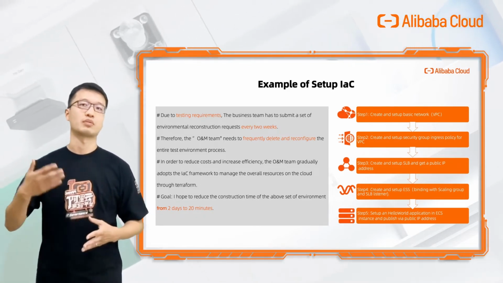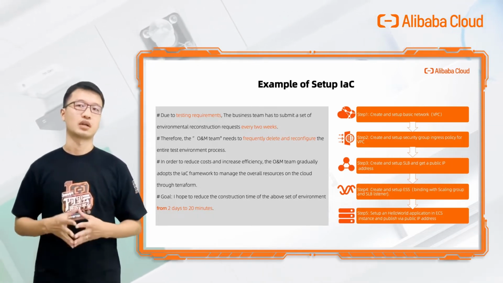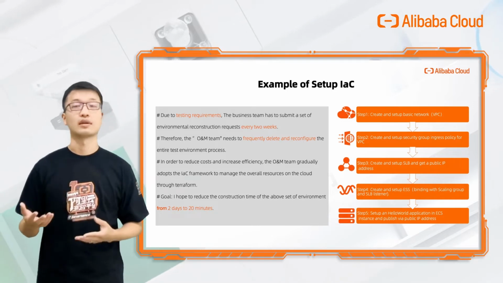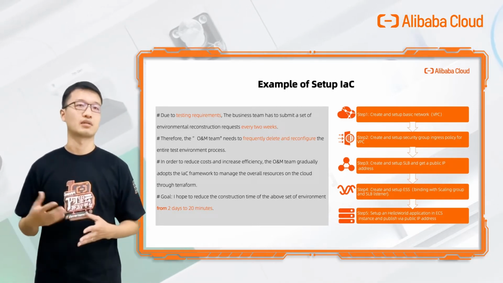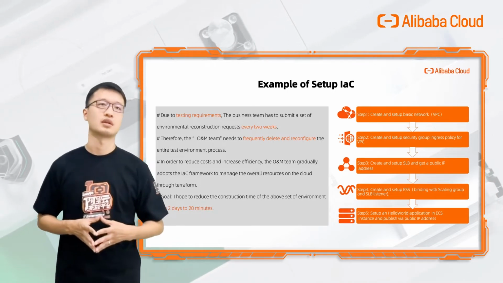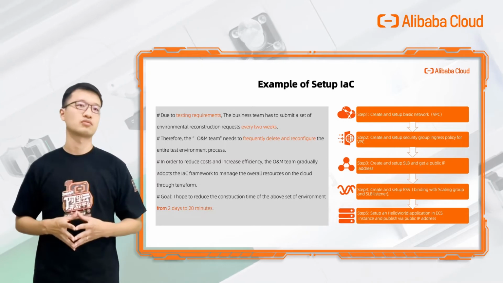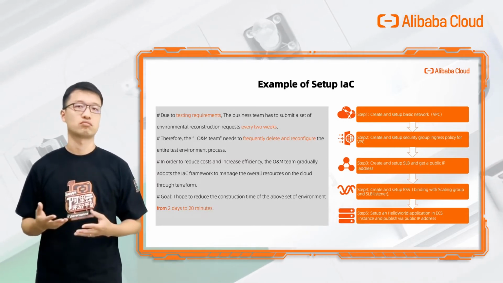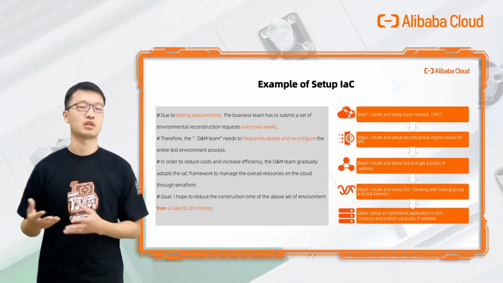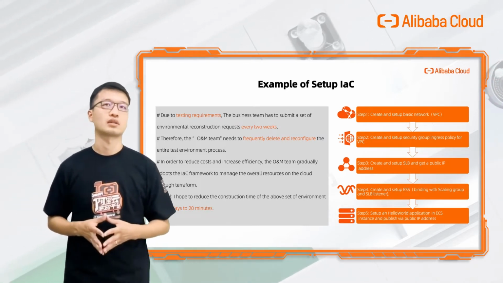The whole process goes through 5 steps: setting up the VPC, setting up the ingress policies, using SLB and a public IP address, and deploying the applications on their ESS scaling group. The goal for the O&M team is to decrease the implementation time from 2 days to 20 minutes. So let's take a look at the real case.